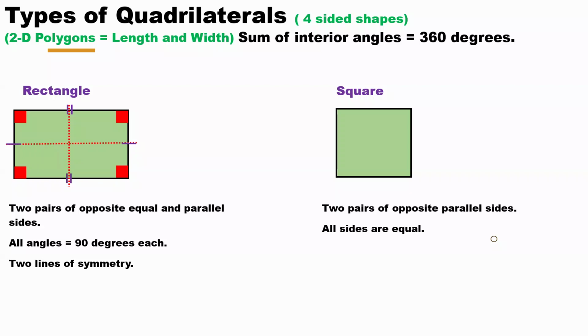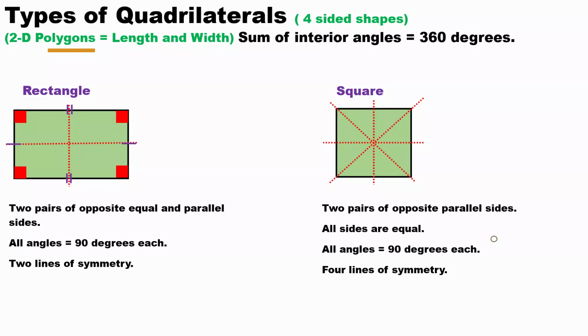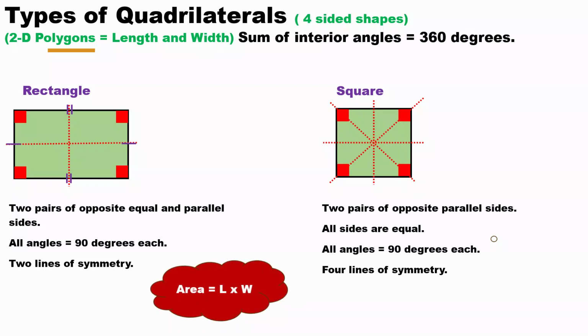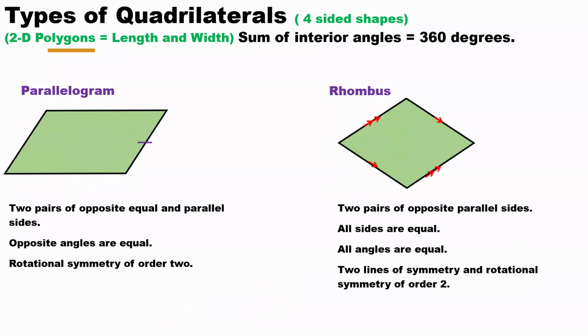For the square, you have two pairs of opposite parallel sides, but all sides are equal in length, and you have four lines of symmetry, and of course, all angles are equal 90 degrees each. The area for these two shapes is the same, which is length times width, and remember, you need to memorize these formulas.